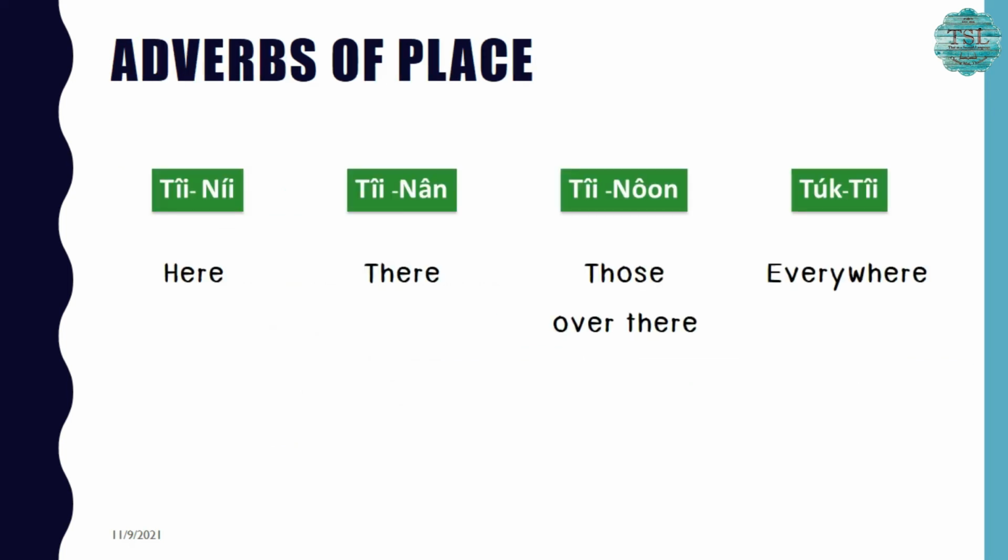And now let's move on to adverbs of place. The first one is ที่นี่, which means here. The next one ที่นั่น means there. The next one ที่โน่น means those over there. And the last one ทุกที่ means everywhere.